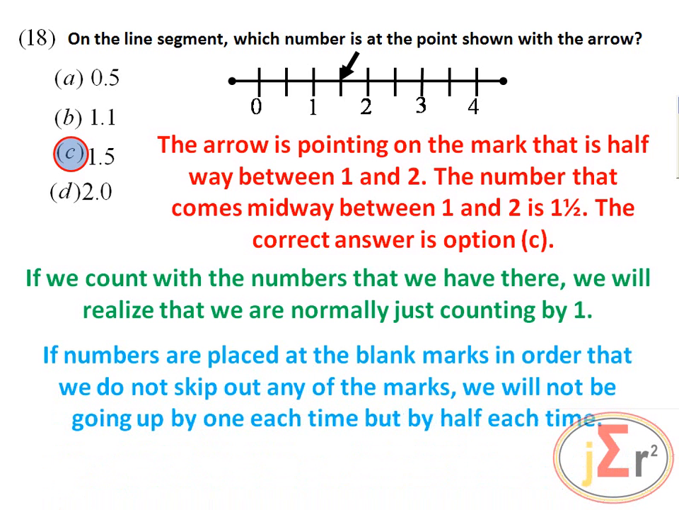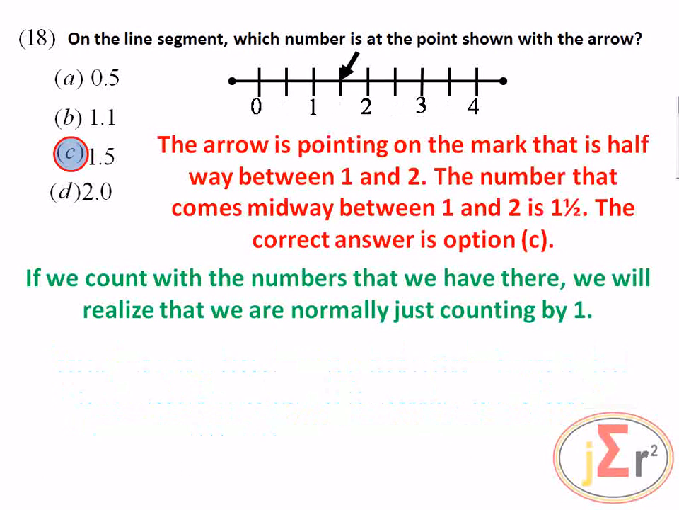If numbers are placed at the blank marks in order that we do not skip out any of the marks, we will not be going up by 1 each time, but by half each time. So we will be going up by a half each time: 0, then a half, then 1, then 1.5, then 2, 2.5, 3, then 3.5, 4.